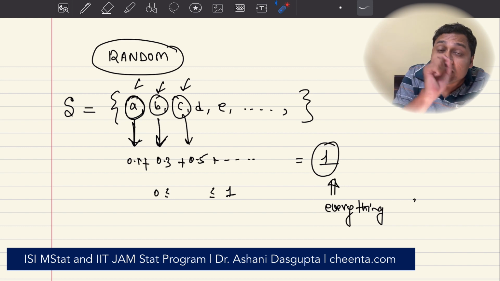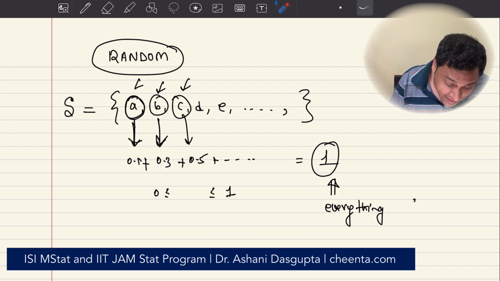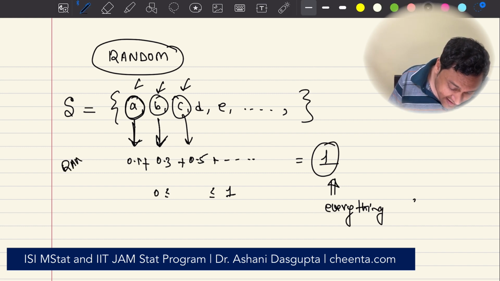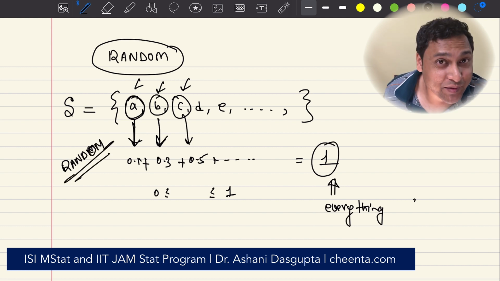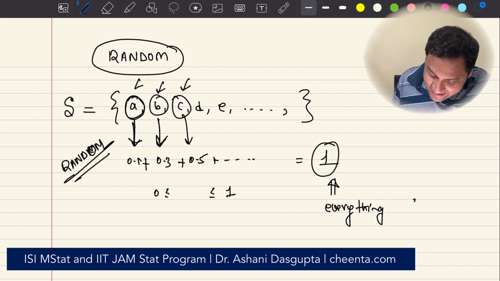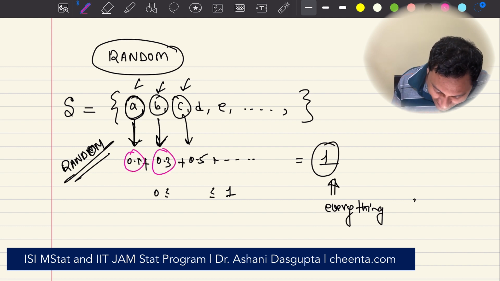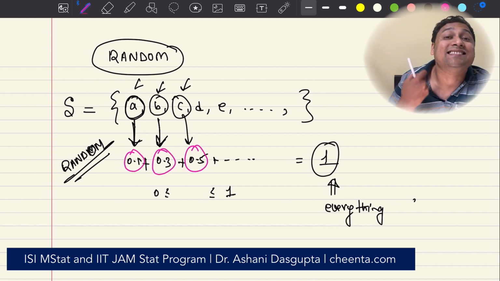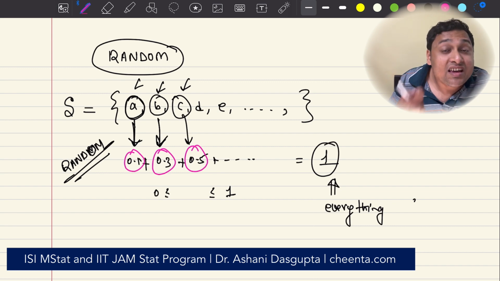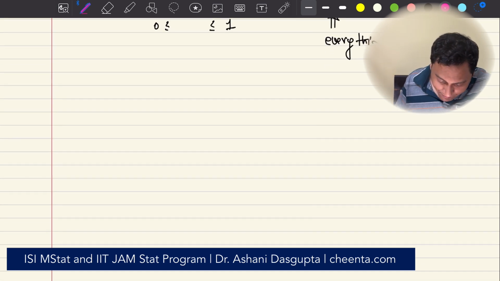Now, where is the word random coming in? There is nothing random about random. Random means each of these output values are actually the same. They are equal. I'll give you an example.